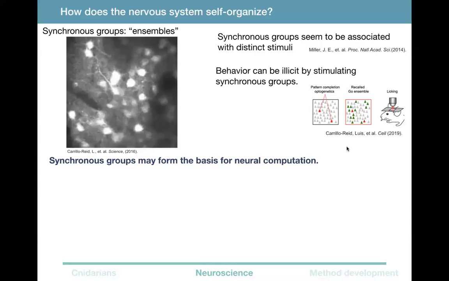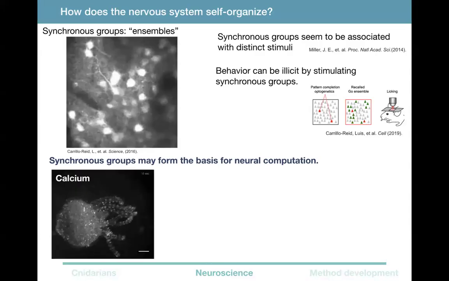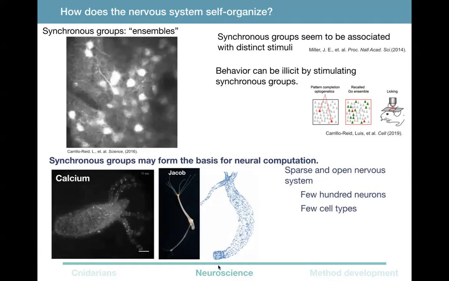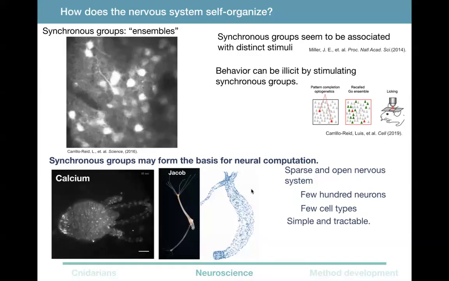In any case, they seem to be incredibly important, and they exist also in Hydra. So again, this is Hydra expressing GCaMP, and what you see is these synchronous flashes throughout the body. Because Hydra's nervous system is so simple, it's very sparse and open, unlike ours, where everything's condensed together. The nerve net in Hydra is spread out over its body. There are really only a few hundred neurons and a few cell types. So there's hope that this thing is simple and may even be tractable.